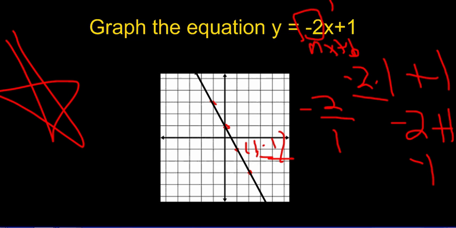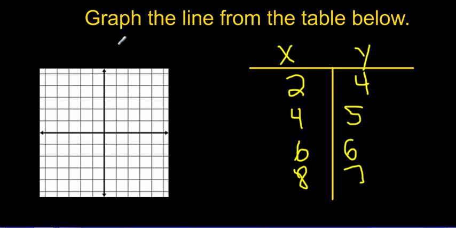Let's try one more situation. I might have to graph a line from the table. One way to graph a line from the table would just be to take the points and graph them. If you have 2, 4, you'd go right 2, up 4. But that's not really all that fun because we've been doing that for quite a while. So I'd like to look at this whole idea of slope and y-intercept.